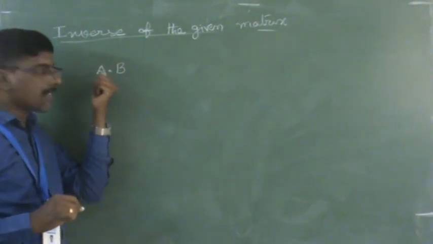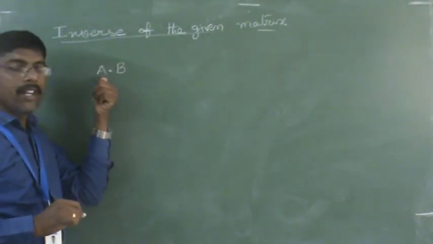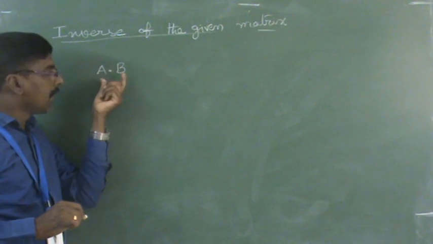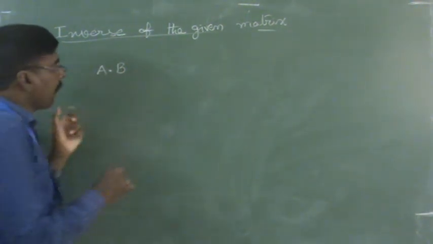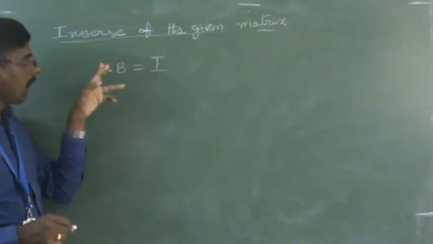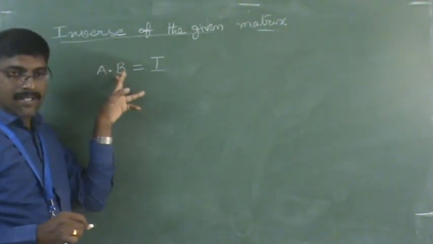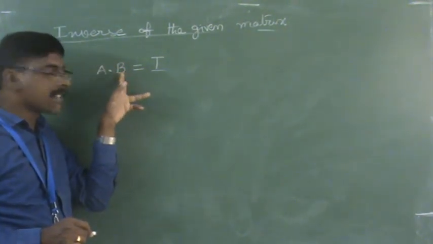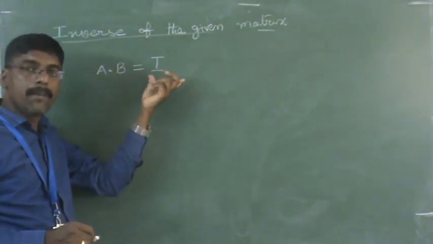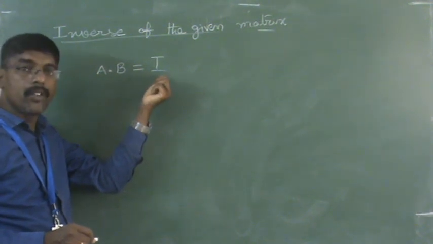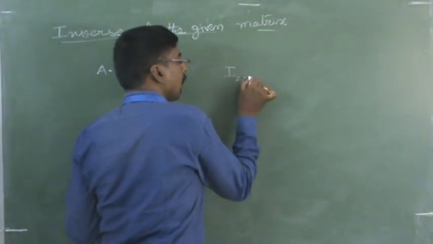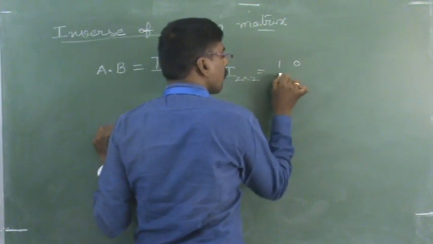A is a square matrix, and B is also a square matrix. I am doing the product of A and B. Whenever we do the product of A and B, we will get the identity matrix I as the answer. Very, very important: whenever we take the product of the two matrices, after multiplying, the resultant matrix should be a unit matrix. We already know that the unit matrix of order 2 by 2 is written as 1 0 0 1.